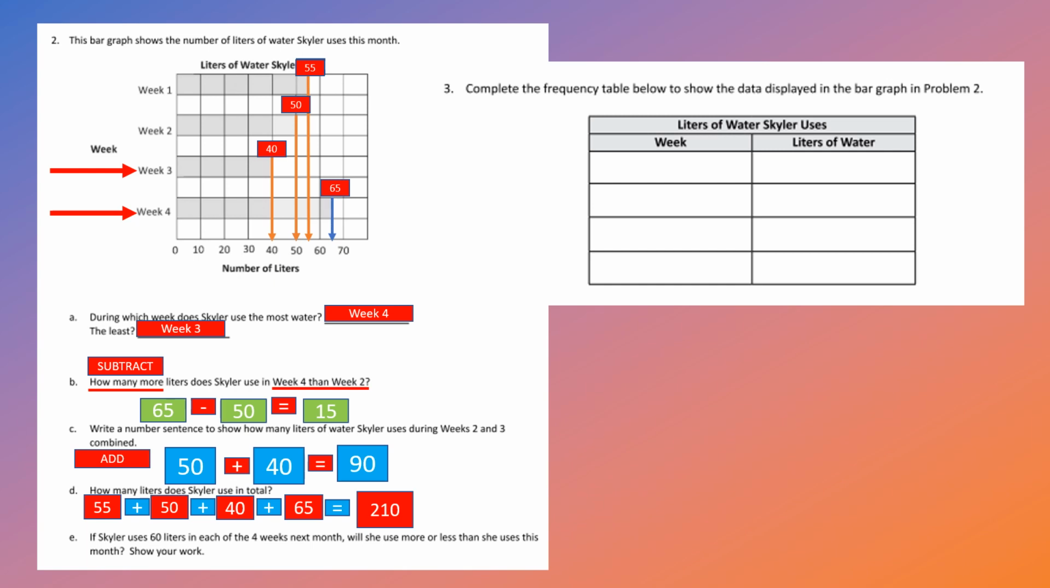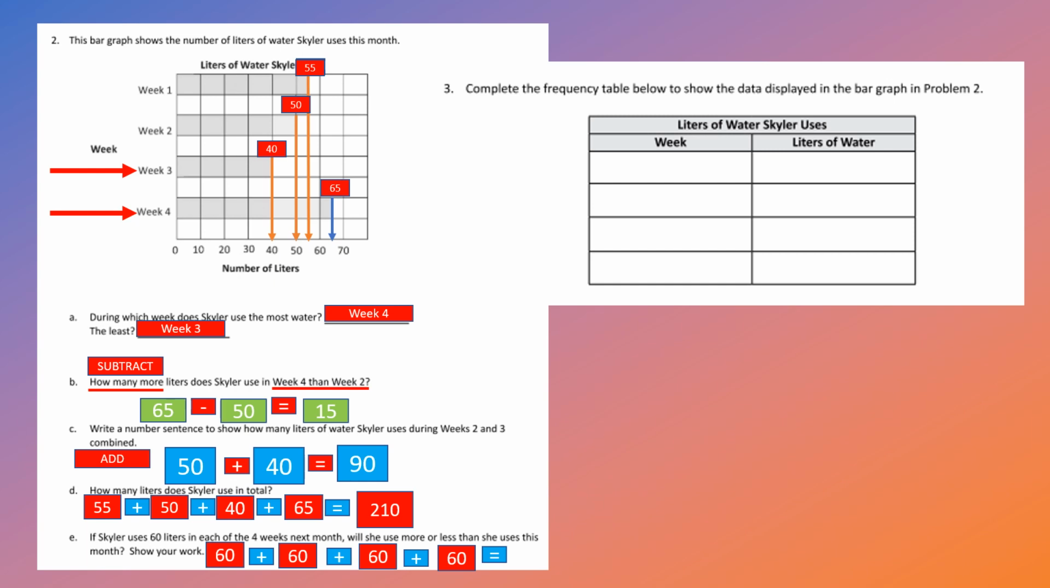If Skylar uses 60 liters in each of the 4 weeks next month, so that means 60 liters a week for 4 weeks. Now, you can either solve that with multiplication and say 60 times 4, or if you don't like to do it that way, you can use repeated addition, and you can just add 60 plus 60 plus 60 plus 60. Now, that's easy, especially if you just count by sixes, right?